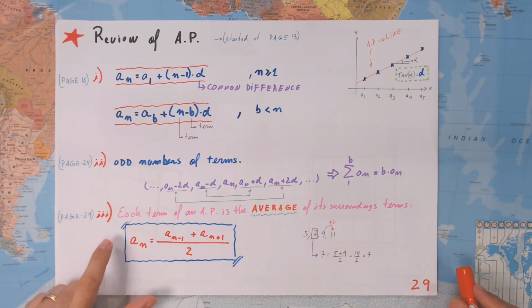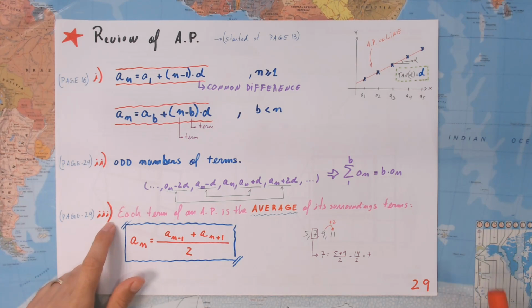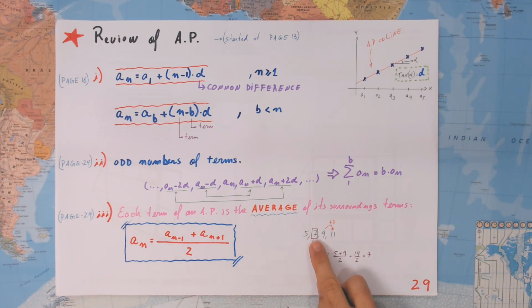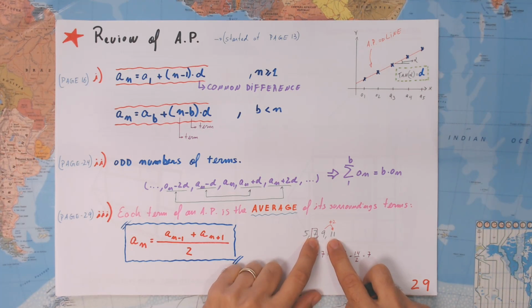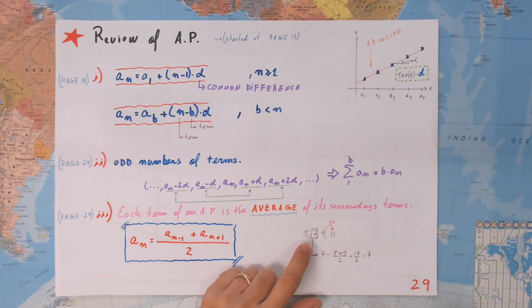And we have seen the third property, that we can find, like number 7, just by averaging the neighbors, like 5 and 9. So when we add 5 and 9, this is 14, and the average is 7. The average between 7 and 11 is 9. The middle point, right? Okay.